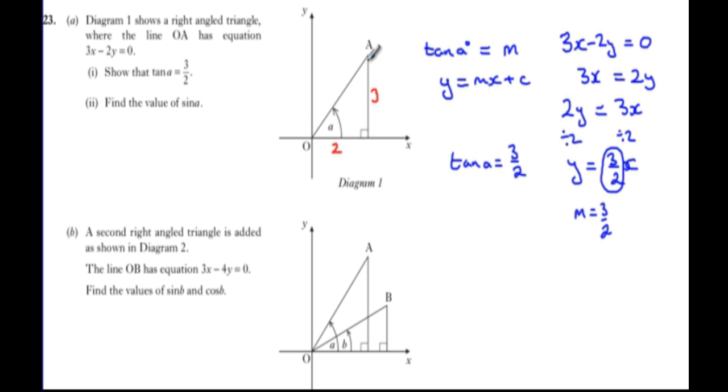What we'll then need to do is work out the length of the hypotenuse using Pythagoras. So if we were calling that v, then v squared would be equal to 2 squared plus 3 squared. V squared would be equal to 4 plus 9. So v would be equal to the square root of 13. Which means that sin A is then the opposite over the hypotenuse, so that's 3 divided by root 13.